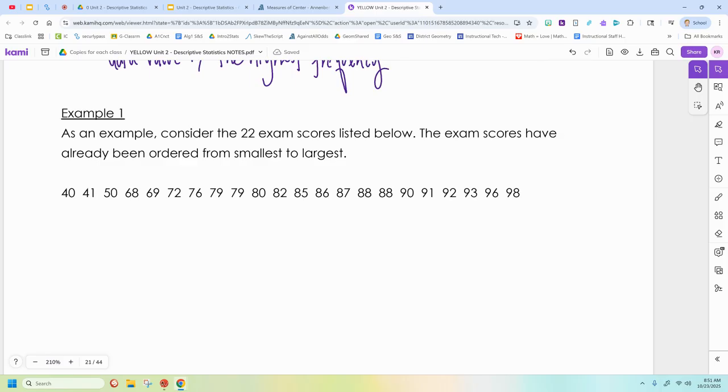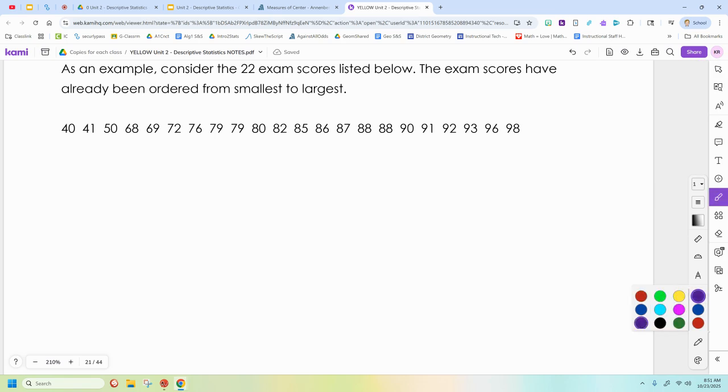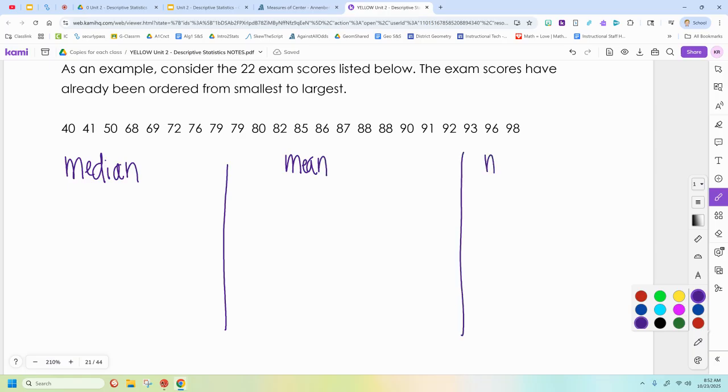All right, so here's an example of 22 exam scores listed below. They have been put in order from smallest to largest so you can see what's going on. We're going to calculate our 3 measures of center and see which one is most representative. So we have our median, we have our mean, and we have our mode. We'll do 2 of them by hand, and I'm just going to tell you the answer to the mean because we all know how to use a calculator. We'll do plenty of that work later.